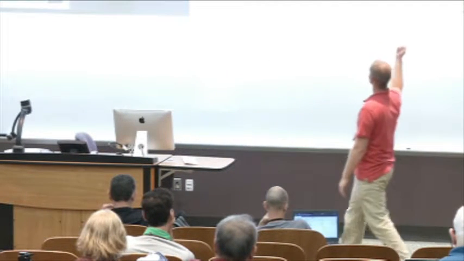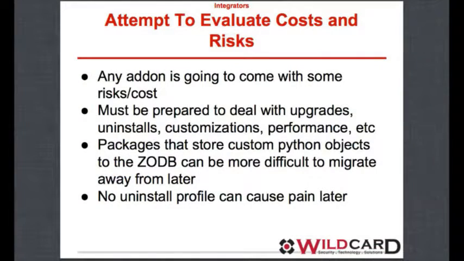So again, on that note, if you're using an add-on with custom content types or any kind of custom objects stored in the ZODB, uninstalling it can mean that you have to do some manual work to actually uninstall it. So say you have a custom content type. Before you uninstall it, you're going to have to find every instance of that custom content type and delete it from your site. Otherwise, it's going to blow up on you after you uninstall and remove it from your buildout, and it's missing that reference to that content type.